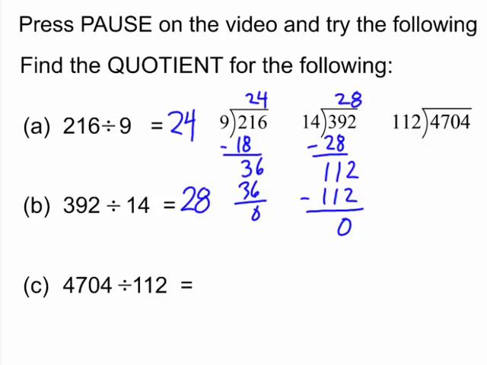And lastly, a big one, 112. How many 112s fit inside 4,704? I might do this one with, let's do long division one more time. So I'm going to look at 4 groups of 112 is 448. If I subtract those, I'm left with 22. Bring down the 4. How many groups of 112 fit into 224? That's 2. And voila, I am done.